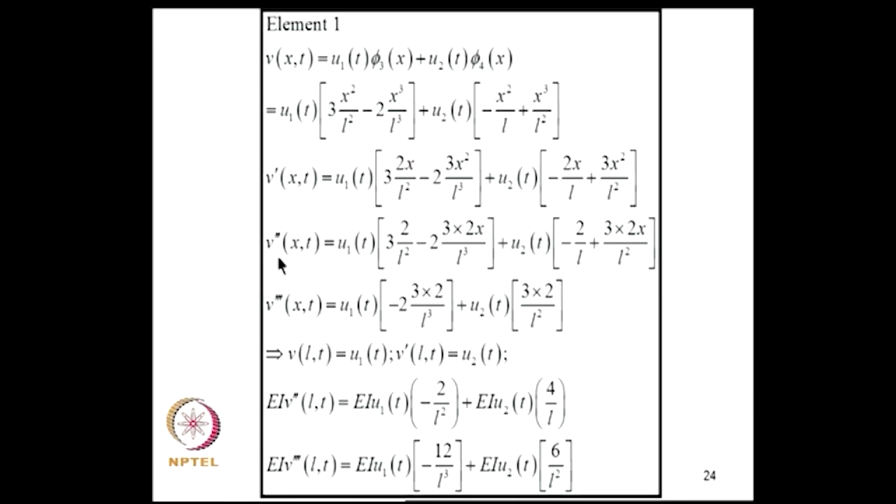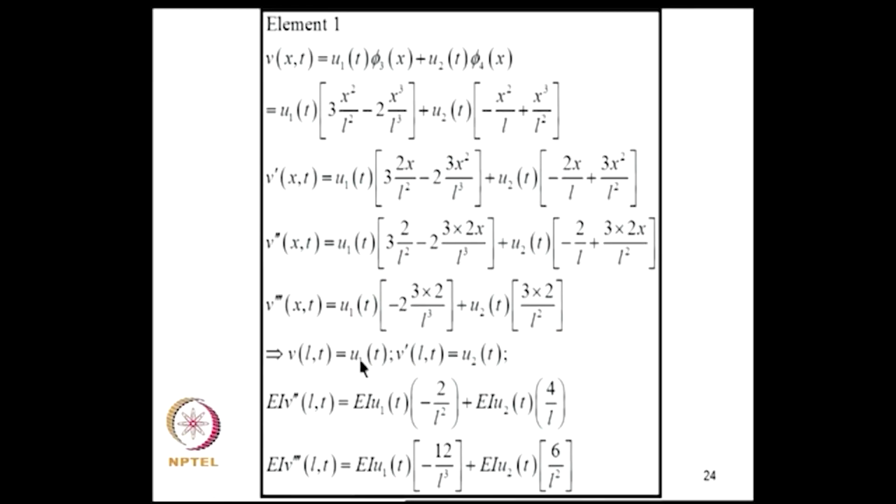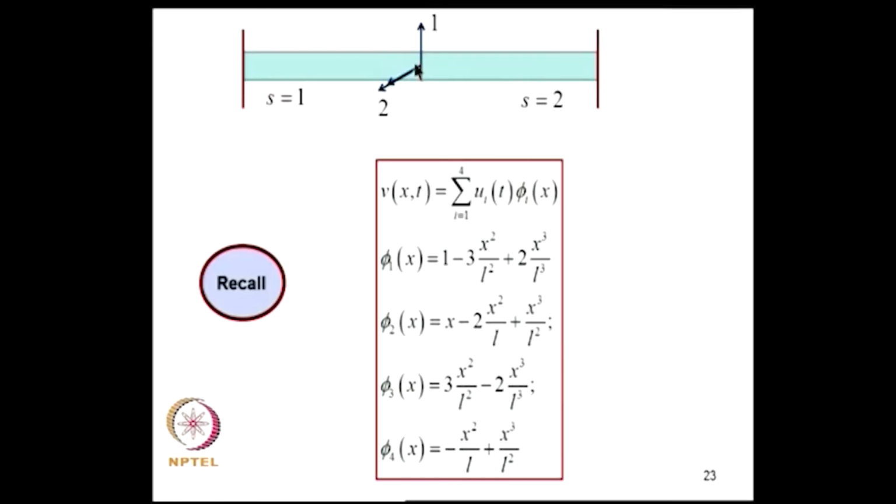We can find out V double prime, and multiplied by EI will give the bending moment, and V triple prime, this is this, and multiplied by EI will give the shear force. Now let us look at x equal to L. The displacement will be u1, slope will be u2, this is a bending moment, this is a shear force. This is when I am viewing this point as a member of this element.